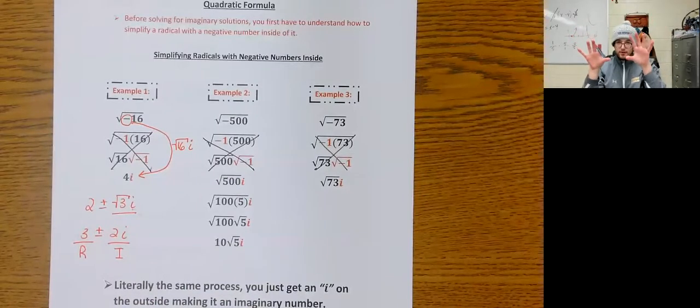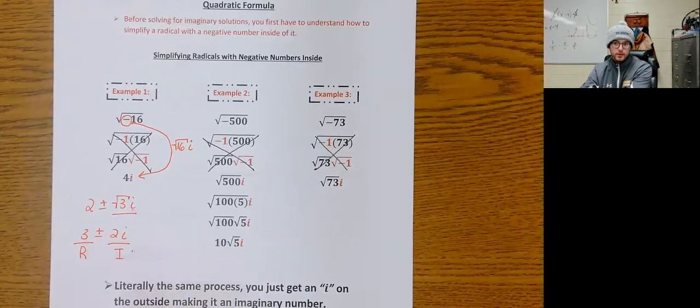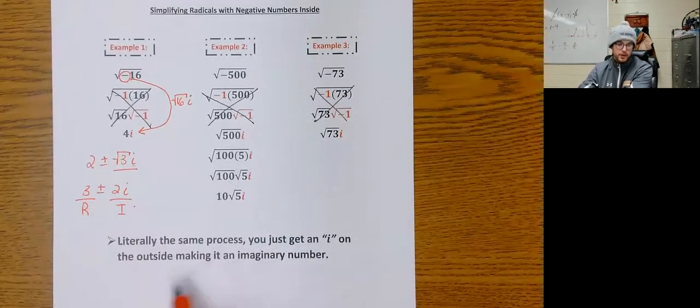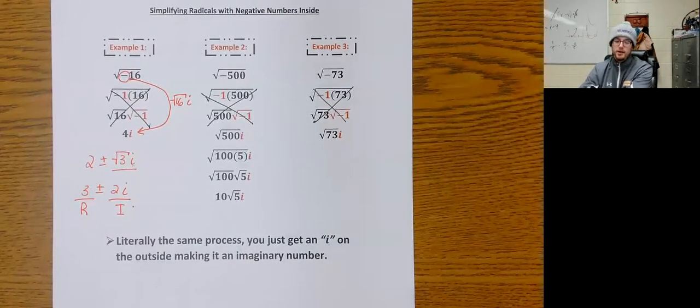Can't combine them, all right? I want to be very clear on that. You cannot add a real number to an imaginary number. There's a whole thing that we start talking about in pre-algebra about combining like terms. A real number is nothing like an imaginary number. You cannot combine those. All right, I think I made my point. So let's solve some of these. Literally the same process. You just get an i on the outside, making it an imaginary number. Well, it doesn't make it an imaginary number. It is already an imaginary number.